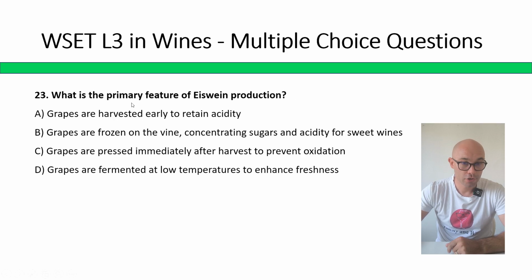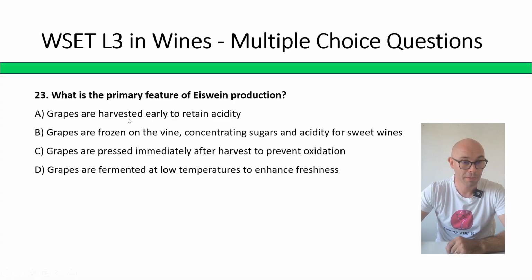What is the primary feature of ice wine production? Grapes are harvested early to retain acidity. Grapes are frozen on the vine, concentrating sugar and acidity for sweet wines. Grapes are pressed immediately after harvest to prevent oxidation. Grapes are fermented at low temperature to enhance freshness.